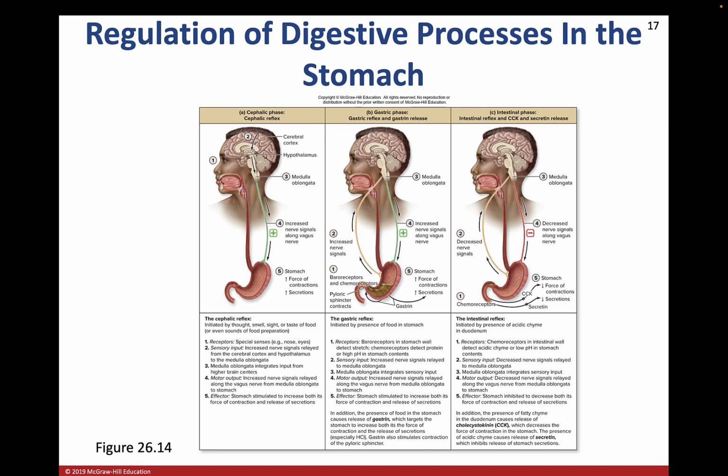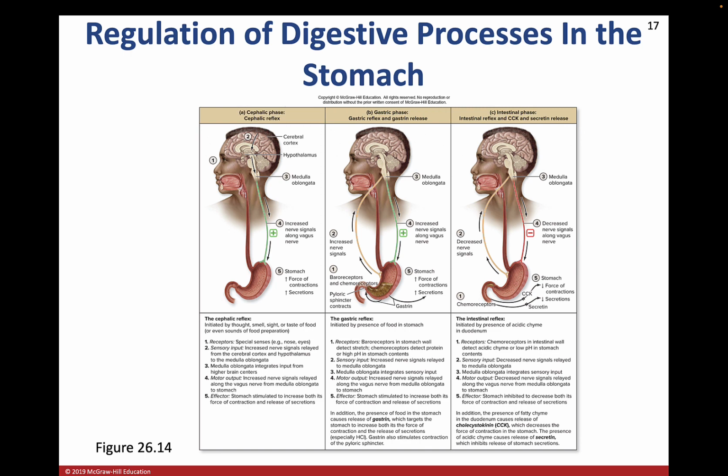Receptors, so typically this is going to be our special senses, primarily our nose and eyes, are going to increase nerve signals relayed from the cerebral cortex and the hypothalamus to the medulla oblongata. The medulla is going to integrate input from higher brain centers, and the output will be increased nerve signals relayed along the vagus nerve from the medulla to the stomach. The effector in this case will be the stomach, and it is going to be stimulated to increase both its force of contraction and the release of gastric juice.